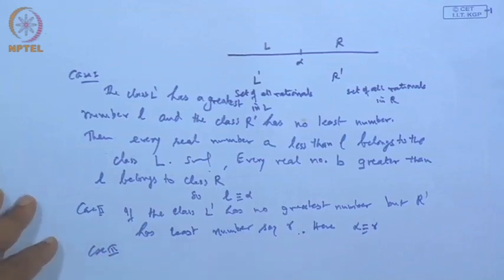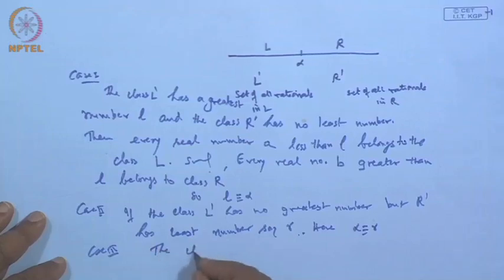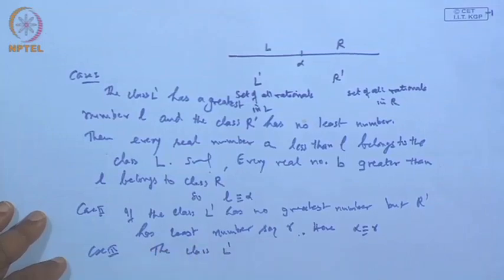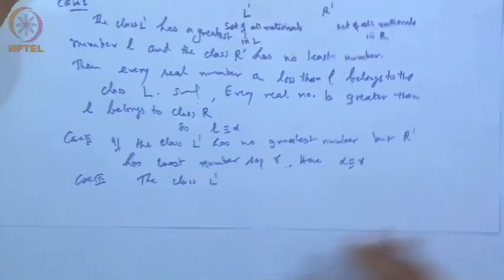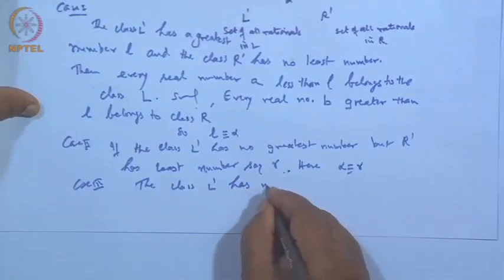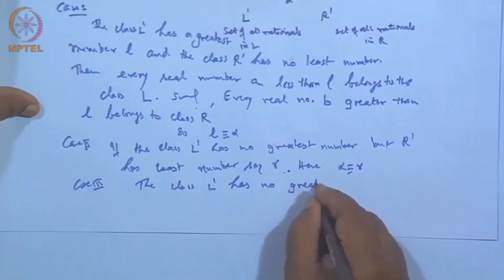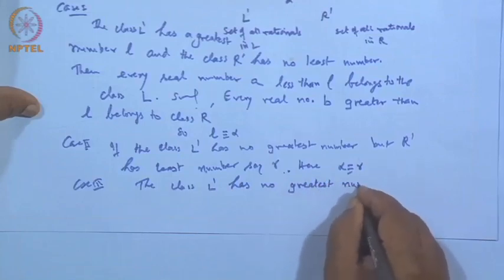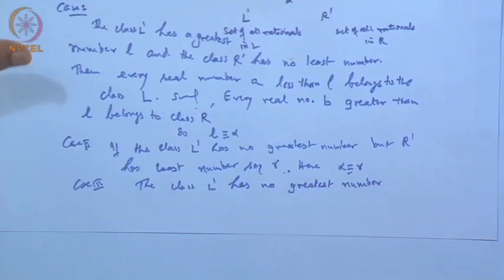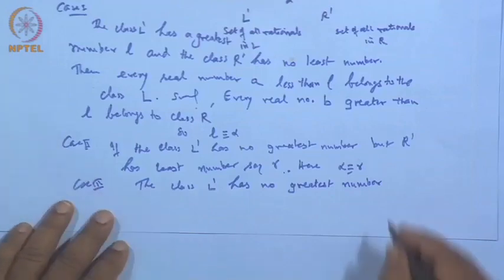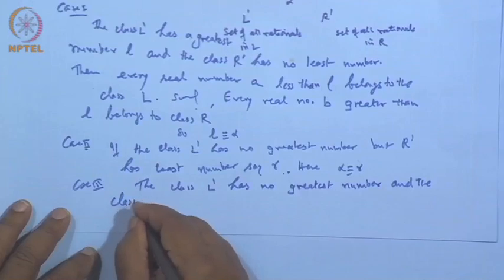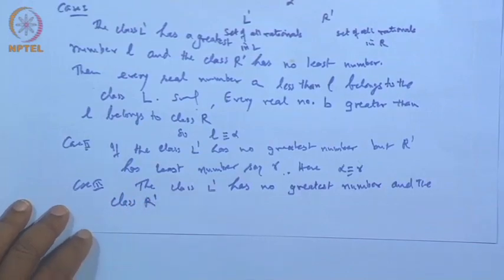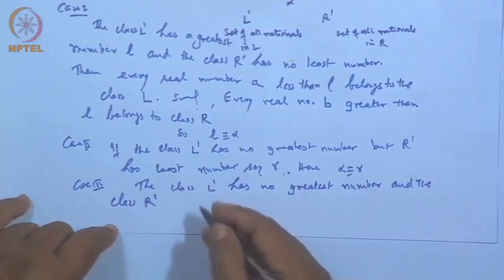In the third case, the class L dash has no greatest number, and the class R dash has no least number.